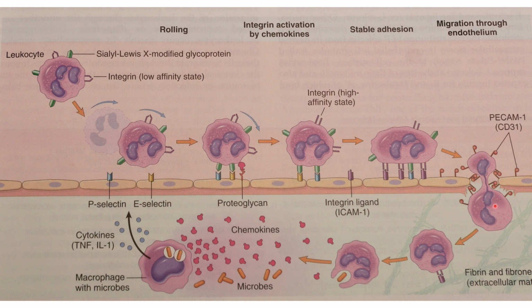This goes into the interstitium and travels to the site of the injury where there are microbes here, and cytokines are released, microbes are phagocytized, and you have the macrophage with microbes right here, and chemokines and cytokines are released, including TNF, tumor necrosis factor, and interleukin 1. And this process is amplified and repeated.